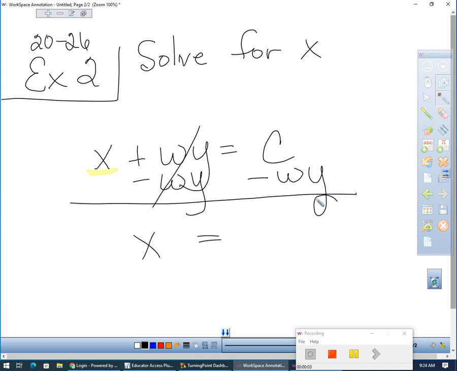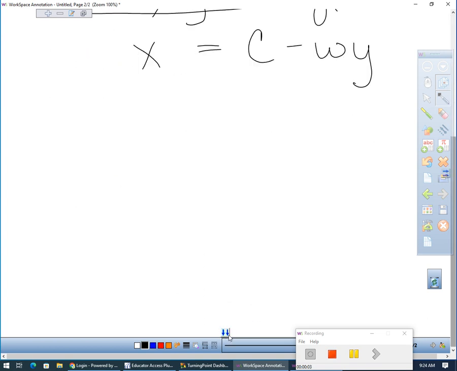Now, are those like terms? Nope. So we just write them down. C minus wy. All right. Sample number 3. That's all it is. That's your answer. That was it.